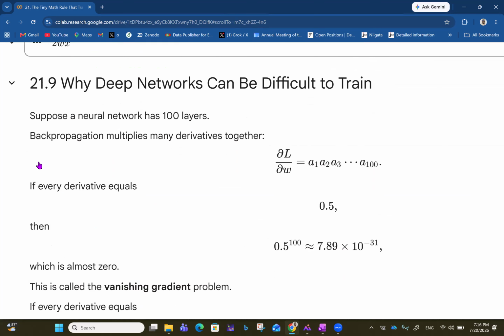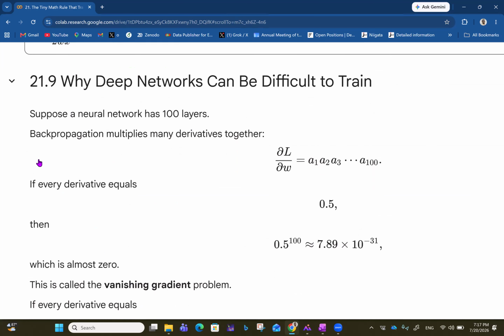Okay, and then the question: why deep? Let's look at why deep networks can be difficult to train. Suppose the neural network has 100 layers. You can imagine backpropagation multiplies many derivatives together. So you have dL/dW equals a1, a2, a3, up to a100. If every derivative equals 0.5, that means you have 0.5 raised to 100, and that's just looking at it at a very simple level. 0.5 raised to 100 is approximately 7.89 times 10 raised to minus 31, which is almost zero. It's as good as zero.